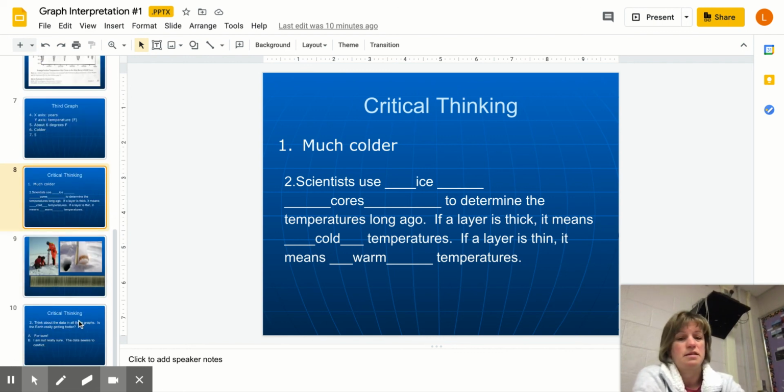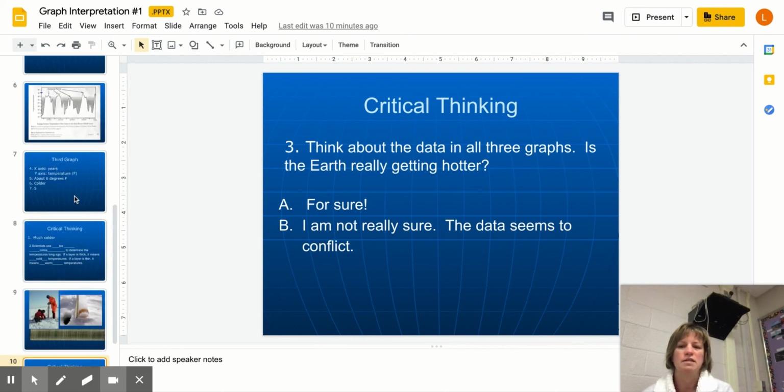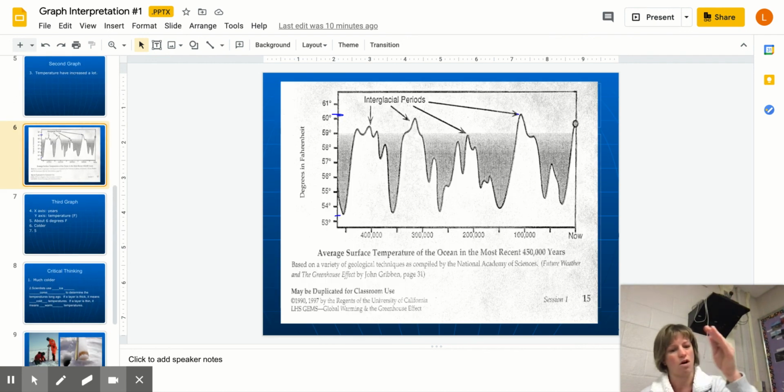And then finally, and I think this is the most important question of the day, if we think about the data in all three graphs, is Earth really getting warmer? Is Earth heating up? And I'll tell you that I think I'm option B. Now, notice it says just thinking about the data in the three graphs, right? So what we've seen today, and we're going to expand on this, but I am not surprised if you picked option B. I'm not really sure the data seems to conflict. Our first two graphs say, ooh, in recent times, Earth is getting warmer. But this final graph makes you wonder if this is all just part of a natural cycle. And that's how our unit is going to build.